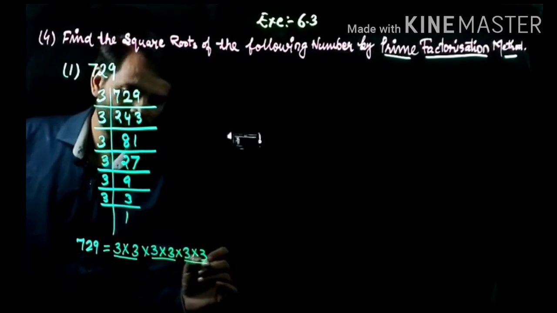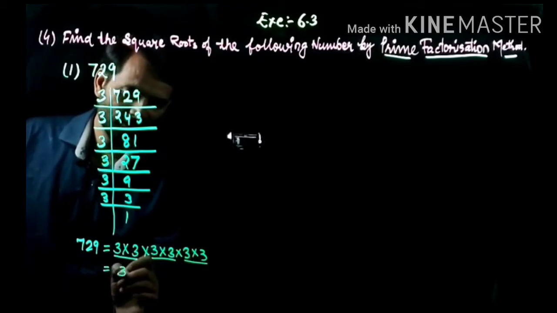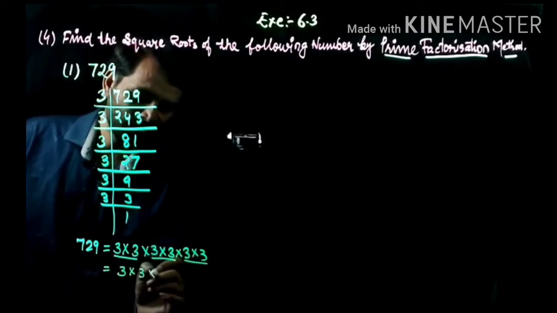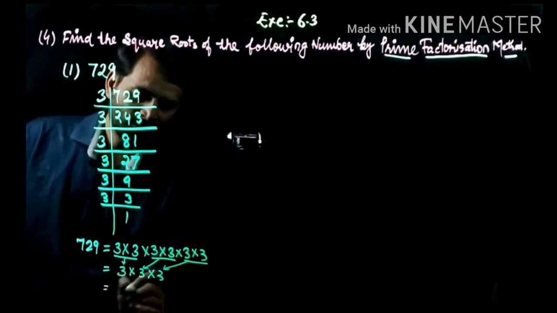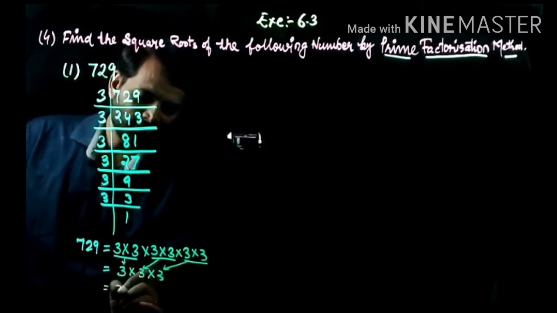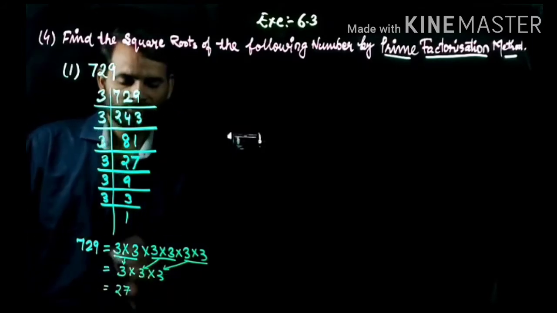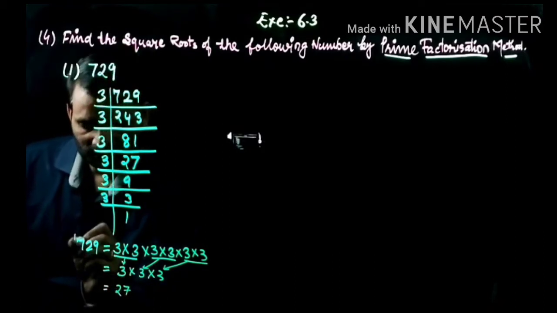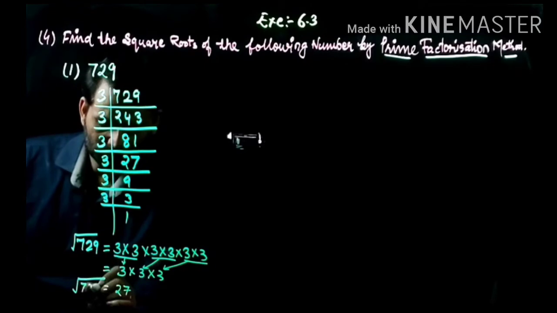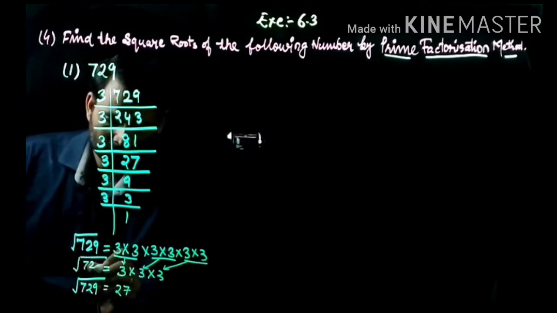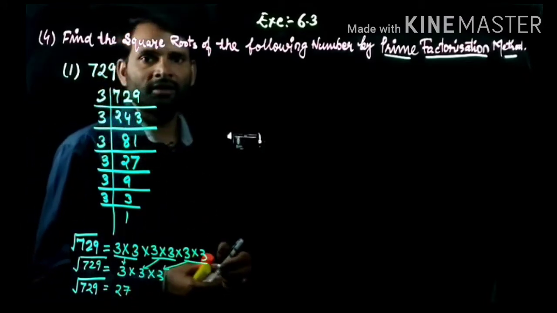This is the pair. Okay, and write 3 into 3 into 3, the first pair number, the second pair number, this is the 3 pair number. So 3 3s are 9, 9 3s are 27. It means the square root, you write this shape, the square root of 729 is 27. Okay, this is the prime factor method.